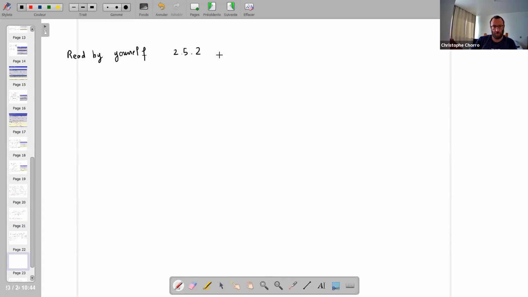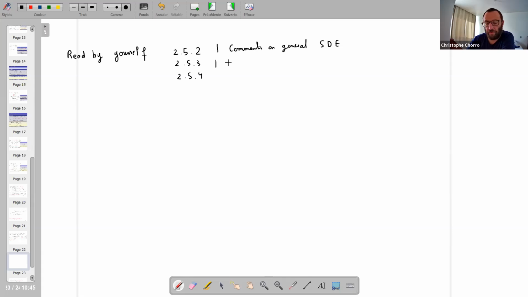Sections 2.5.2, 2.5.3, 2.5.4 in the lecture notes. So what are these three parts? Here, this one is some comments on the general stochastic differential equation.